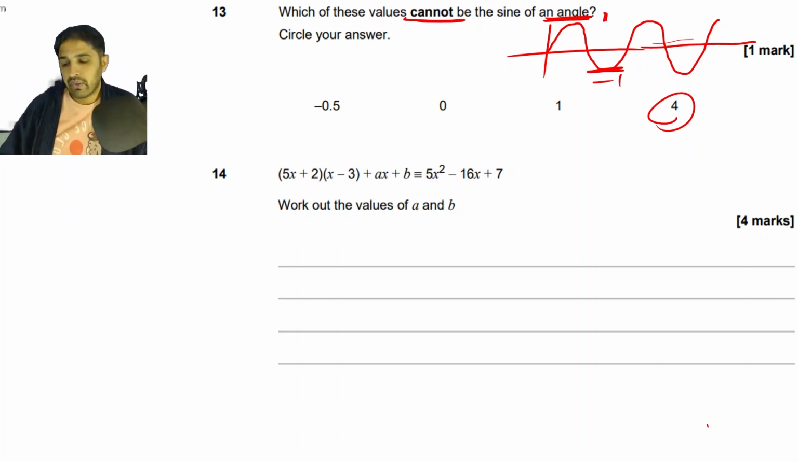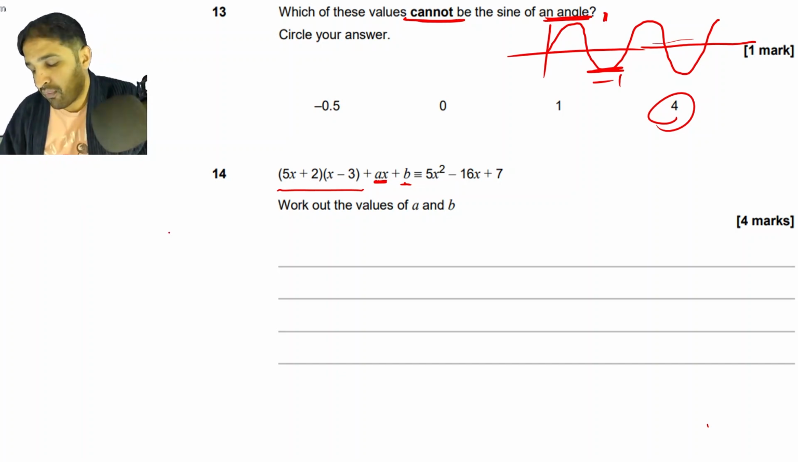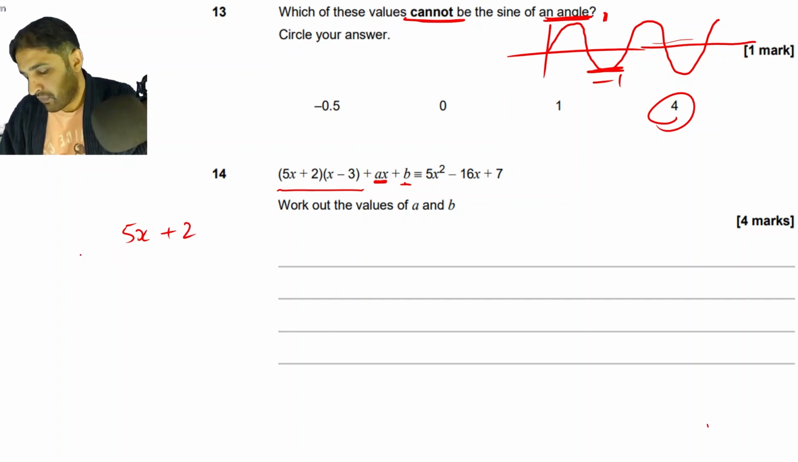Okay. Question 14, work out the value of a and b. So we know some a lots of x and b there, where b is a constant number, and we still have this multiplication to do. What we're going to do first is multiply these brackets out. This is for my question that will get you 2 marks there. Okay, so we multiply out the brackets. Again, I prefer that people use a grid method even when multiplying out the brackets. It makes it easier for them to work with it.